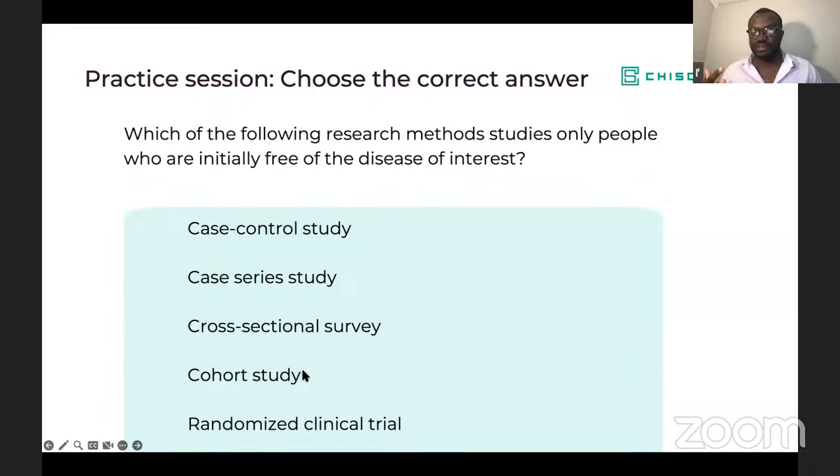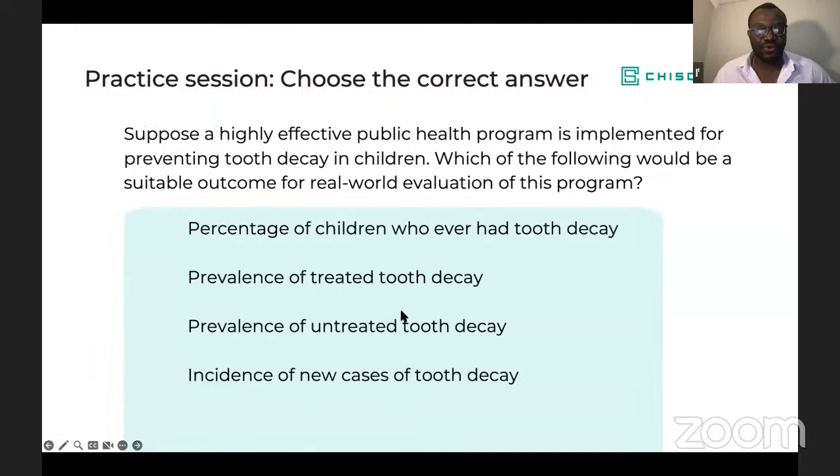Remember that in the Roman cohorts, these were healthy soldiers who left Rome alive and well. They went on their battles and they all died, right? So here in cohort studies, we start with people who are alive and well, right? The only thing that is different between them is exposed versus non-exposed. We follow them over time to see which individuals develop the outcome, whether it's death or whatever other outcome of interest. So it's cohort study.